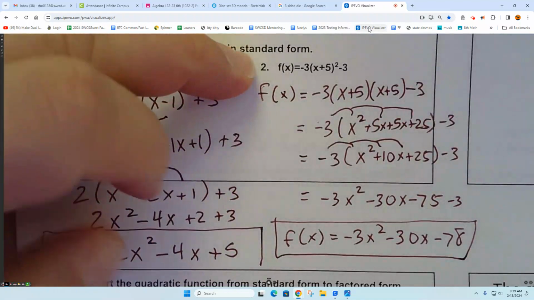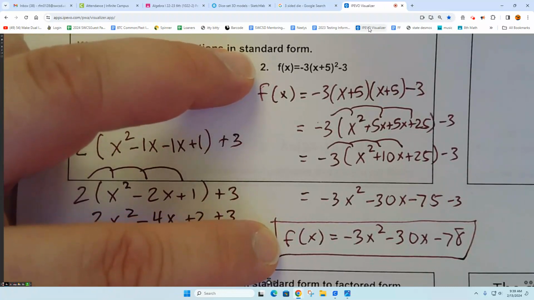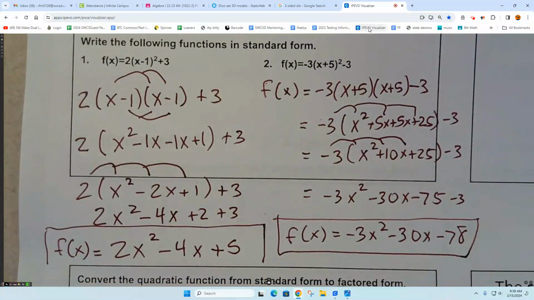Type in this one and type in this one, and what should happen? They should be the exact same thing, right? See that they overlap.